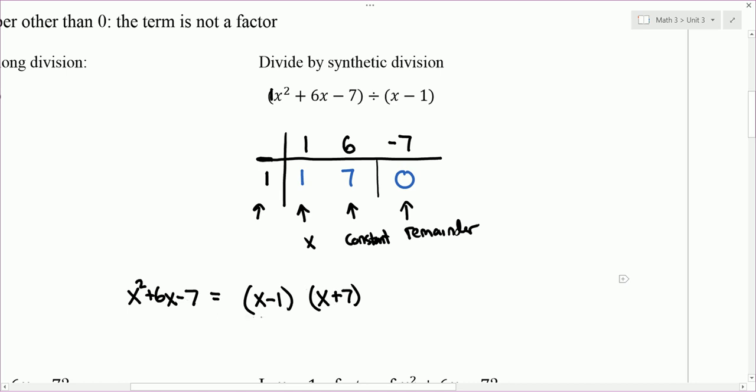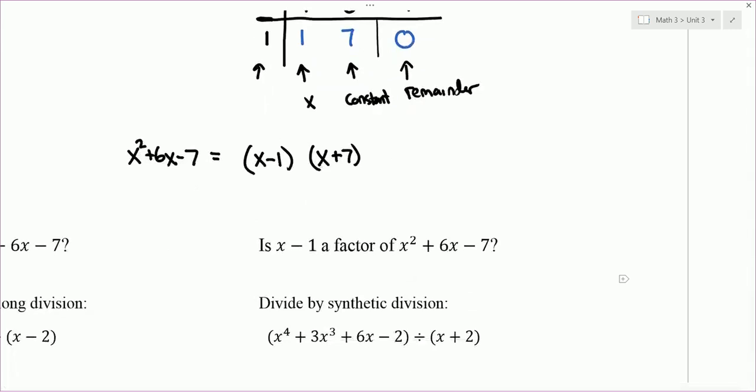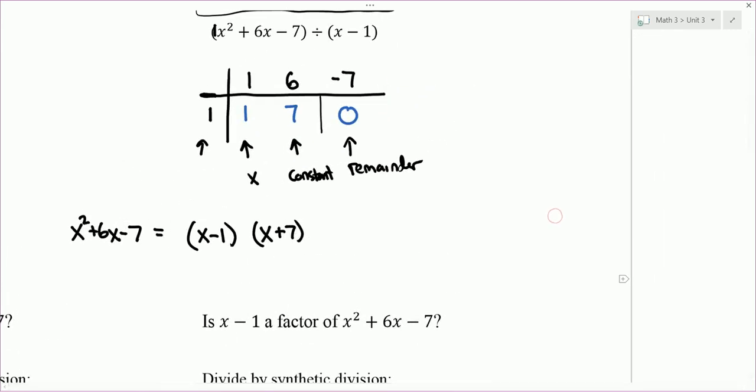You may be thinking, okay, we could have factored that a whole different way, right? And that's true. But using synthetic division can come in handy with more complicated factoring problems. Here we just wanted to start with a simple one to show you how it works.